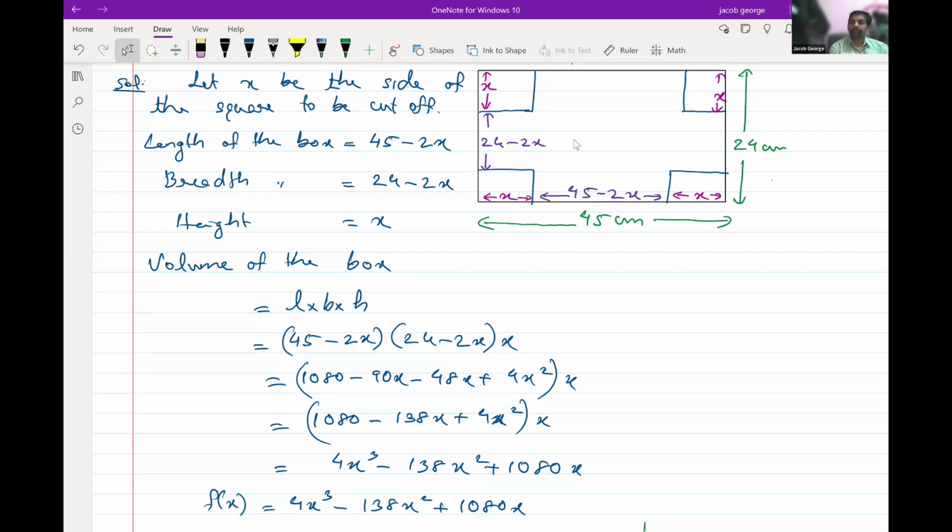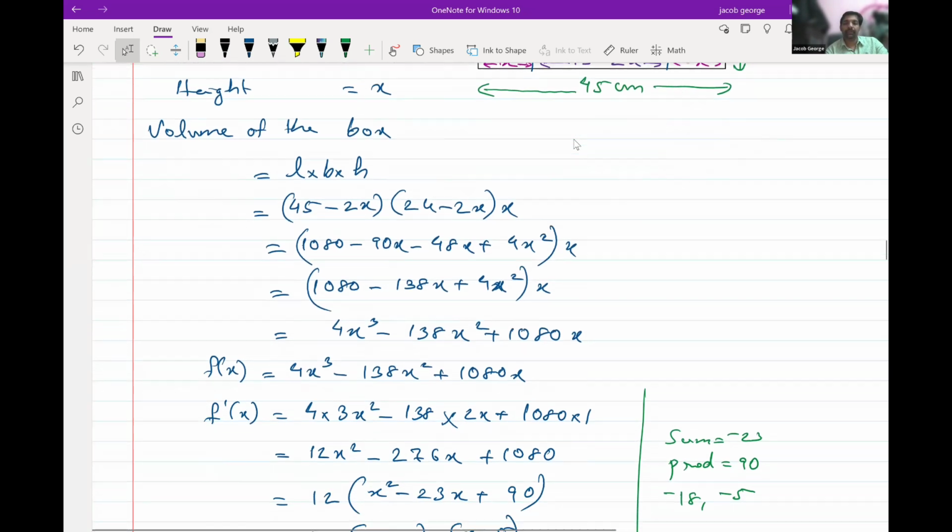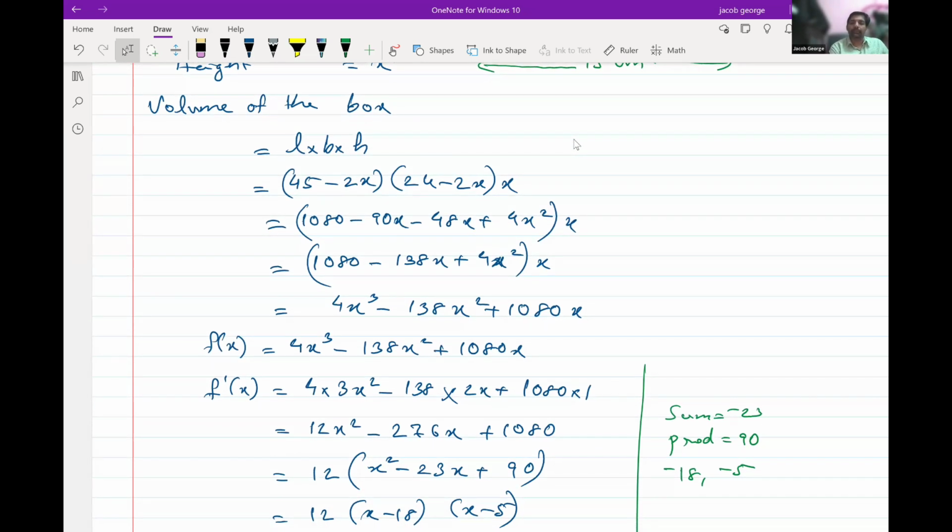Function is defined. So after defining the function, you will find out the first derivative. Yes, done till here. Then first derivative. First derivative is 4 into 3x square minus 138 into 2x plus 1080 into 1. By taking 12 outside, we can simplify this. X square minus 23x plus 90 when you take out 12.